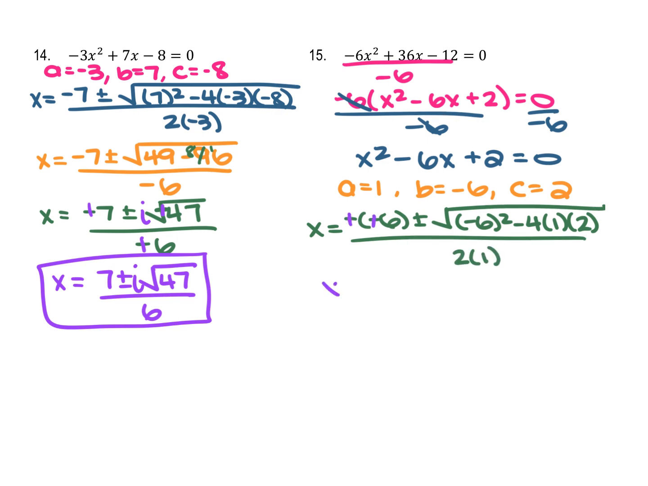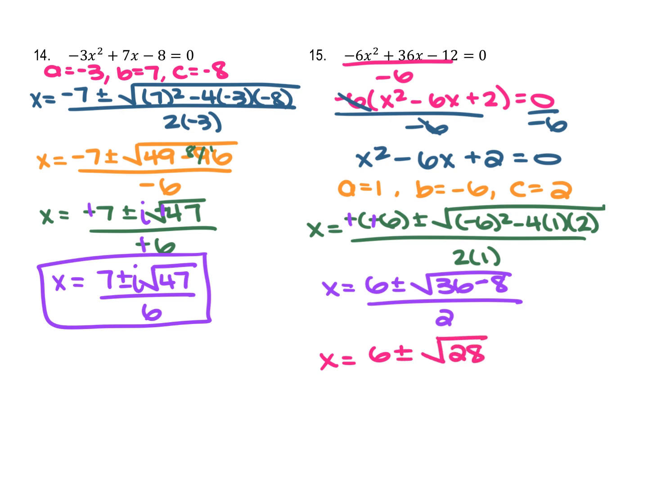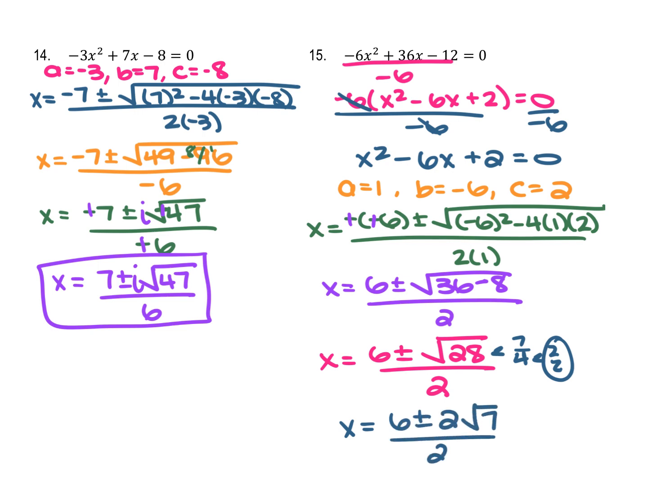Opposite of negative 6 is positive 6. Plus or minus the square root of 6 squared is 36. You got negative 4 times 1 times 2, which is negative 8. And this is all over 2. Simplify underneath the radical. That leaves you with 6 plus or minus the square root of 28 all over 2. Now that 28 does simplify to give you 4 and 7. The 4 is 2 and 2. So those 2's pair up, the 7 stays under. And you have x is equal to 6 plus or minus 2 square root 7 all over 2.